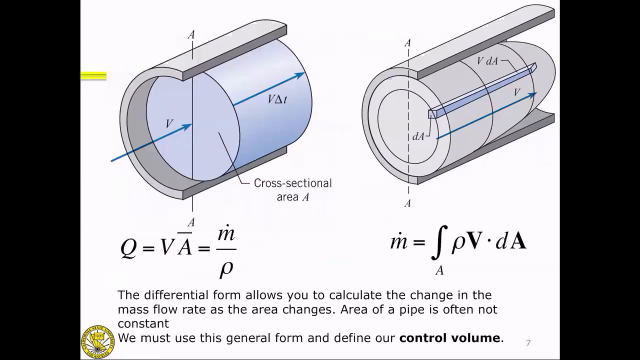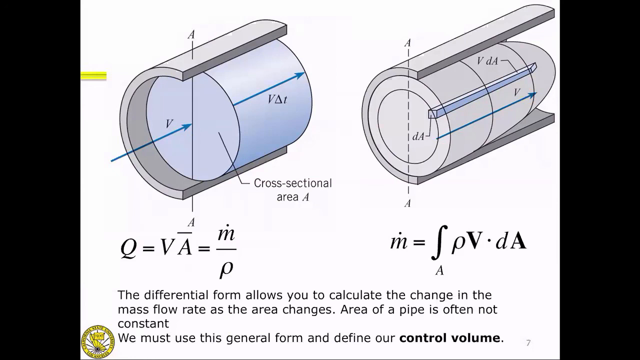So we have both of our equations here kind of showing the differential forms. The differential form allows you to calculate the change in the mass flow rate as the area changes. The area of the pipe is not always constant. A lot of the times we'll be looking at a cut of the pipe, and it is constant.